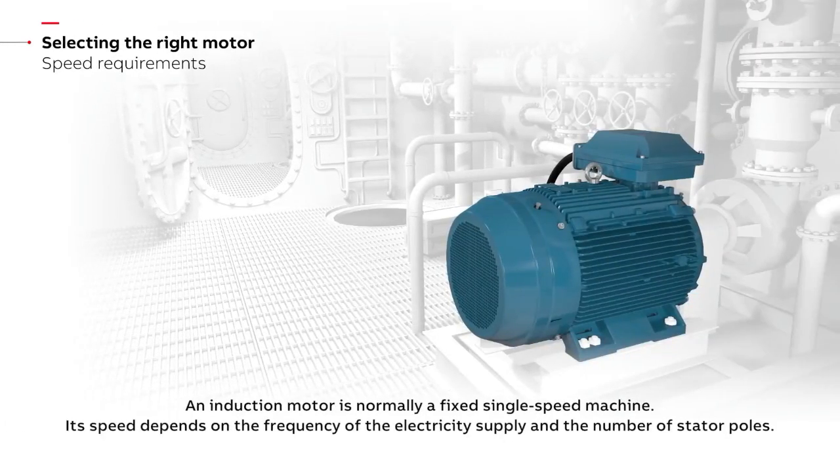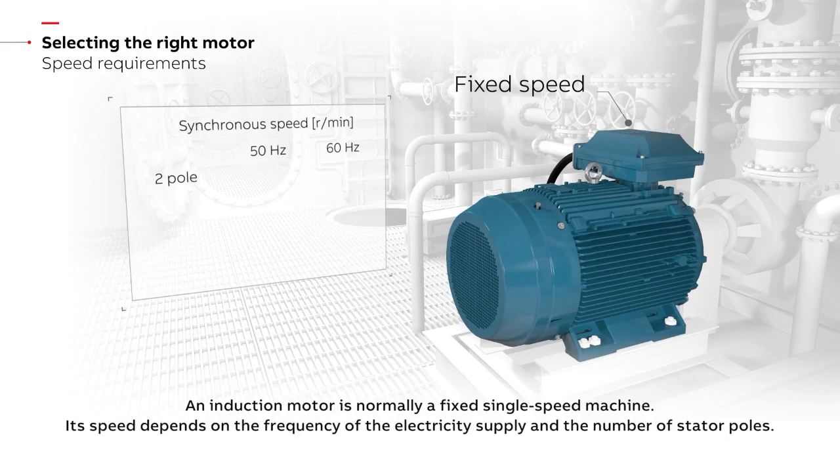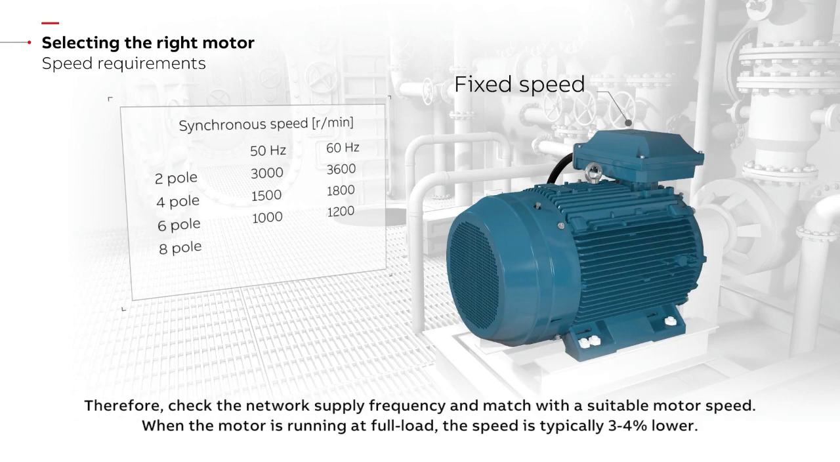An induction motor is normally a fixed single-speed machine. Its speed depends on the frequency of the electricity supply and the number of stator poles. Therefore, check the network supply frequency and match with a suitable motor speed. When the motor is running at full load, the speed is typically 3 to 4% lower.